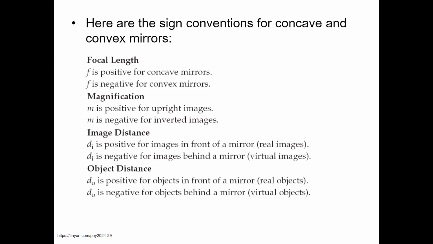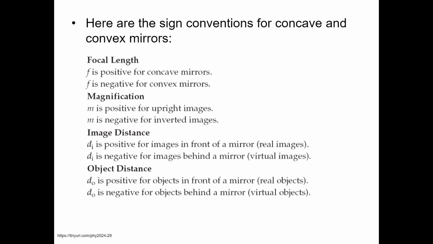The image distance is positive for an image that is in front of a mirror. So that refers to a real image. If you have an image in front of a mirror, then you have a real image. If you have an image behind the mirror, then you have a virtual image, so in that case di is negative. For a convex mirror, you always have di as negative. Now for concave mirrors, if your object is within the focal length, then di is also negative.